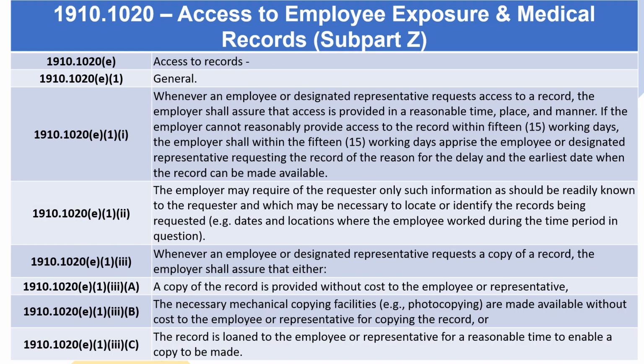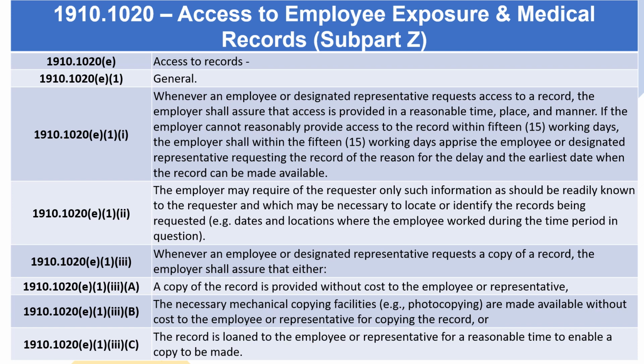1910.1020(e) Access to records. 1910.1020(e)(1) General. 1910.1020(e)(1)(i) Whenever an employee or designated representative requests access to a record, the employer shall assure that access is provided in a reasonable time, place, and manner. If the employer cannot reasonably provide access to the record within 15 working days, the employer shall within the 15 working days apprise the employee or designated representative requesting the record of the reason for the delay and the earliest date when the record can be made available.